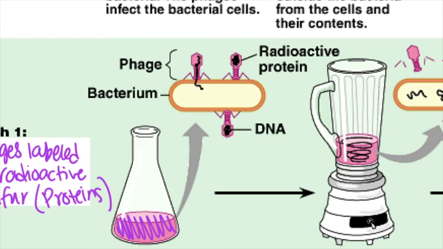This is the reason why they're doing this. So this bacteriophage injects its genetic molecule into the bacterial cell, but now what they need to do is separate the bacteriophages from the bacterial cells so that they can analyze what's inside of the bacterial cells. Is it DNA or is it protein?